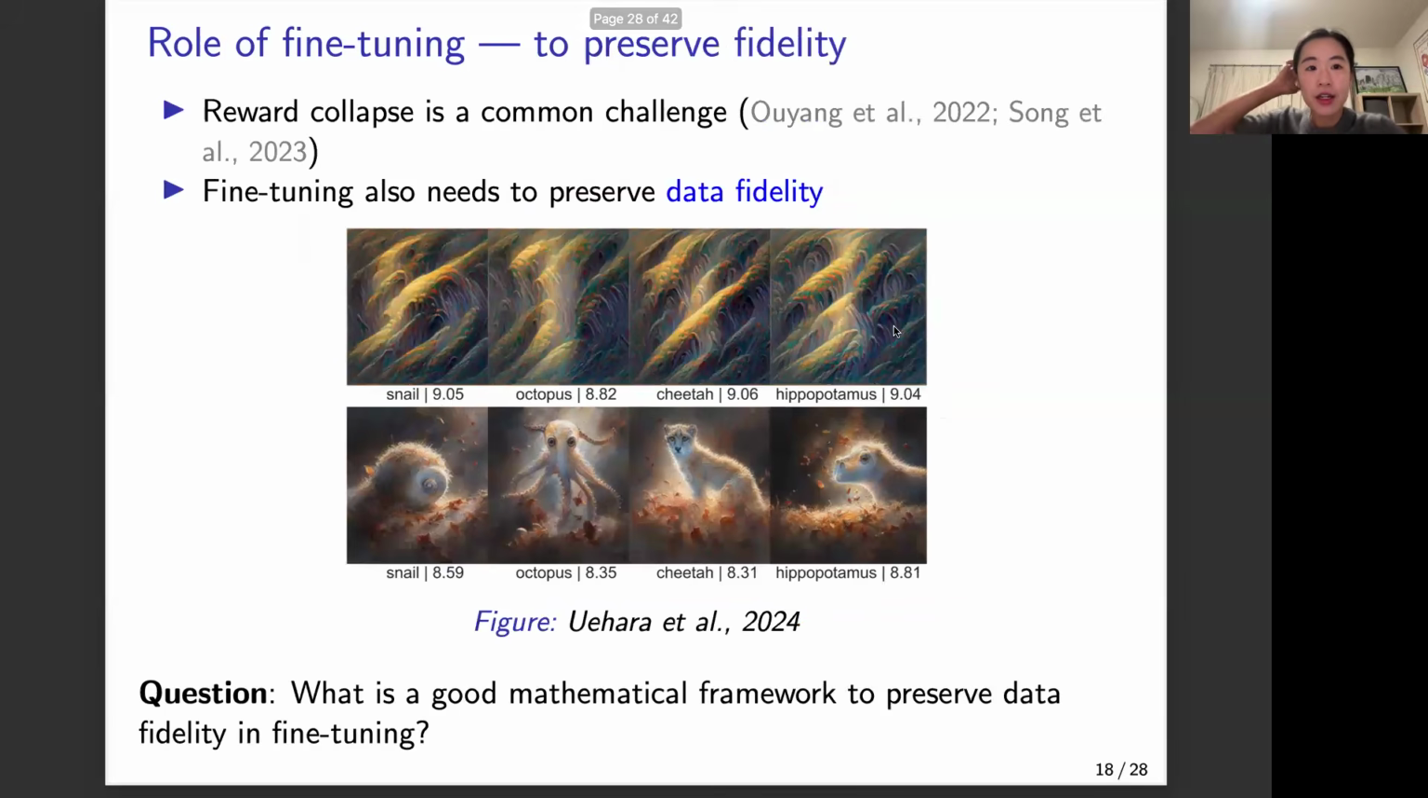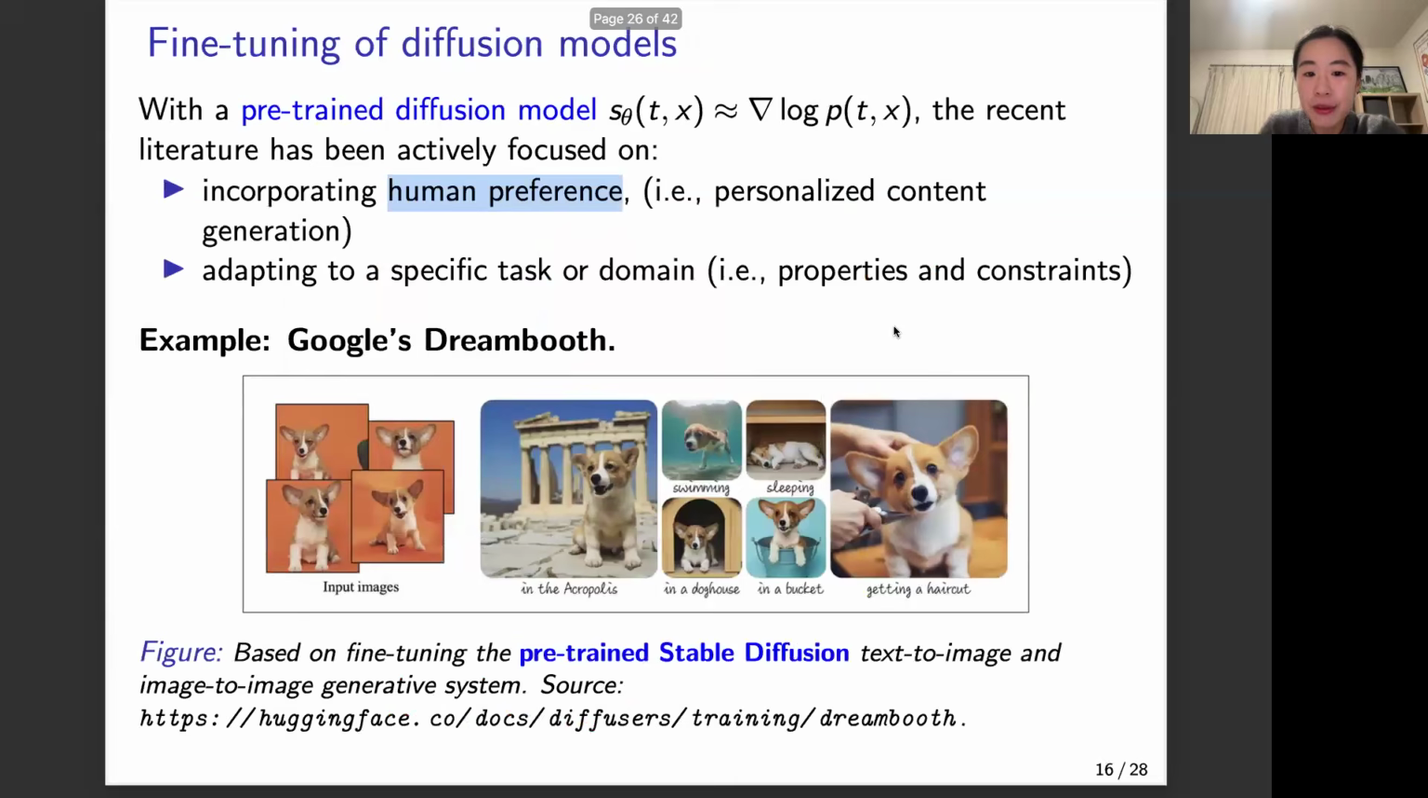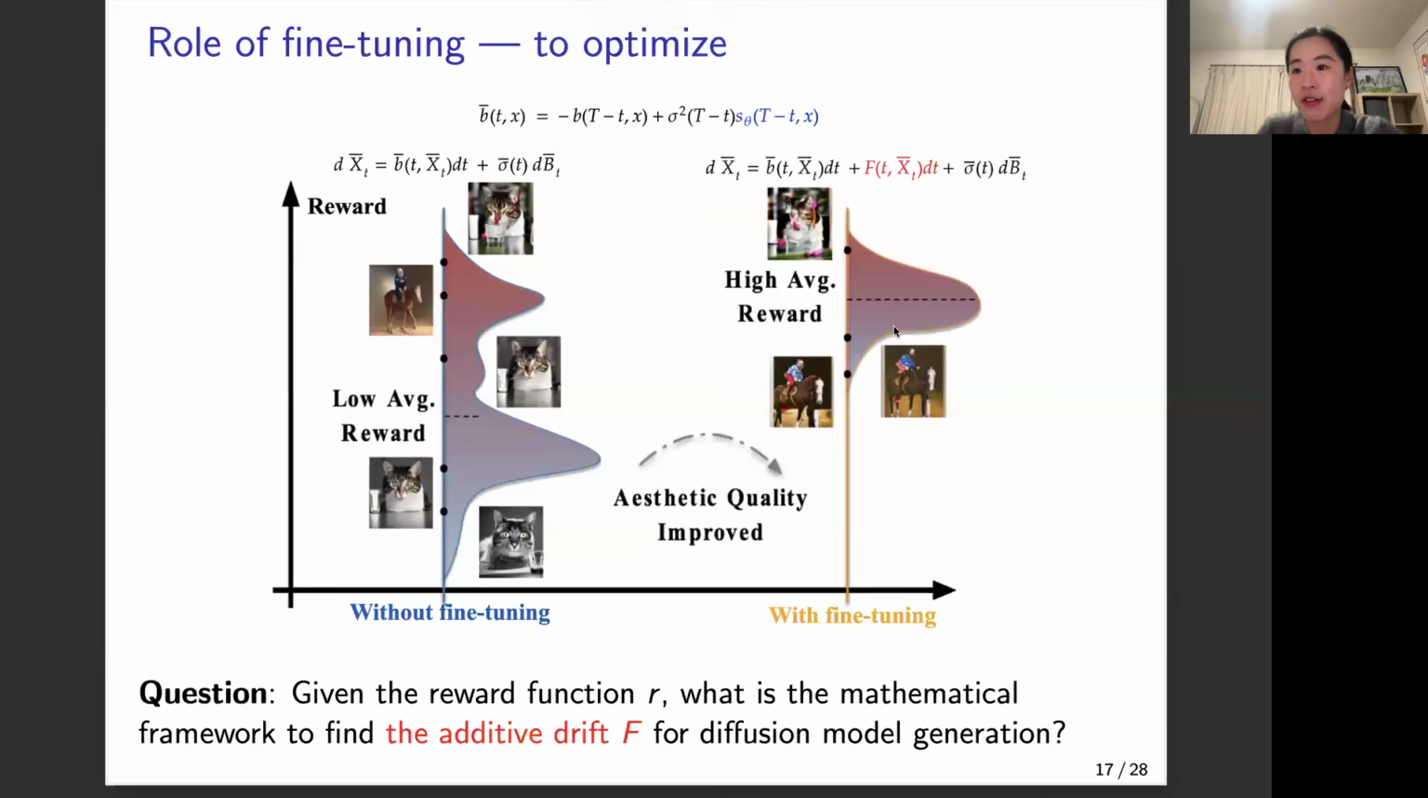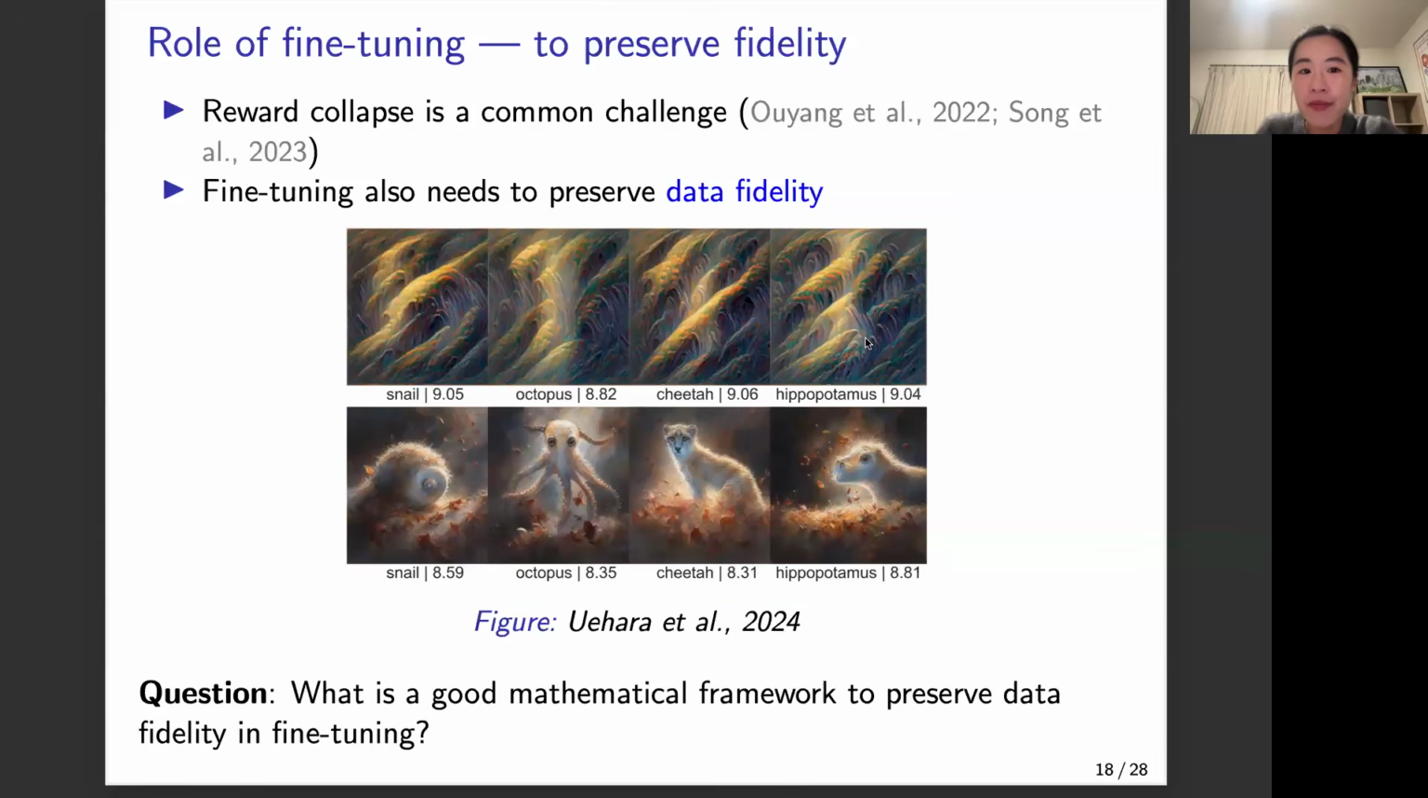Okay. Another objective we also want to consider is fidelity, because the reward function is specified in a very simple way. I want this style, I want that style, I want my dog to be in a certain region or doing certain things in a certain scenario. So the reward is usually specified in a very simple way. And sometimes if we optimize the reward function alone, we fail to satisfy the data fidelity.